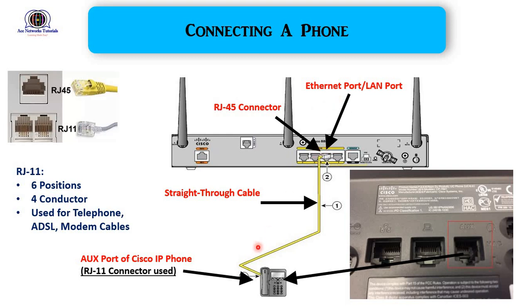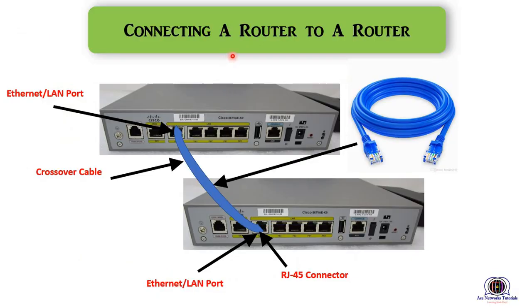The other end of the cable has an RJ11 connector, which connects to the auxiliary port of the Cisco IP phone. Moving further, connecting a router to a router. That is an MDI to MDI connection. You simply need a crossover cable, with RJ45 connectors on both ends of the cable. Simply connect the Ethernet ports of both the routers using that cable.